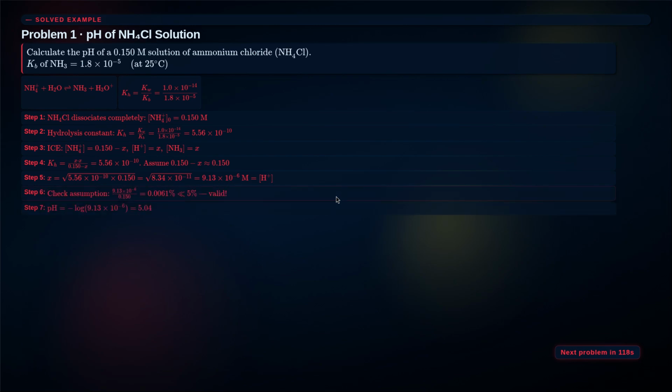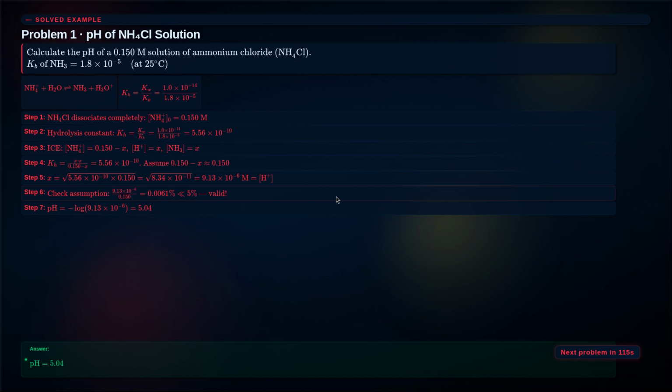Problem 1. Calculate the pH of a 0.150 molar solution of ammonium chloride. Kb of NH3 is 1.8 times 10 to the negative 5. We will solve this step by step. Step 1. NH4Cl dissociates completely, so the initial NH4+ concentration is 0.150 molar. Step 2. Calculate the hydrolysis constant KH equals Kw divided by Kb. 1.0 times 10 to the negative 14 divided by 1.8 times 10 to the negative 5 equals 5.56 times 10 to the negative 10.